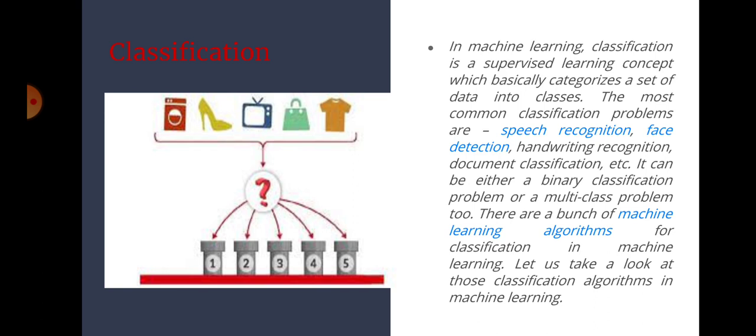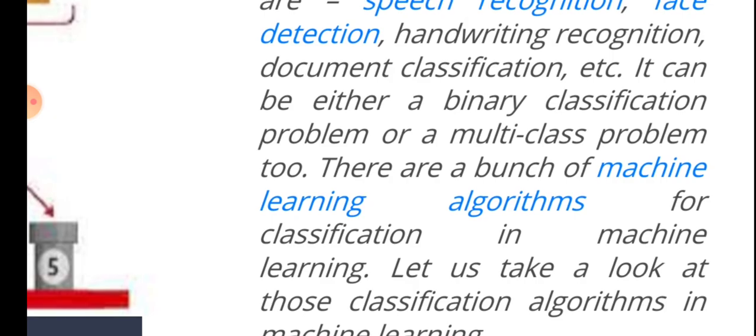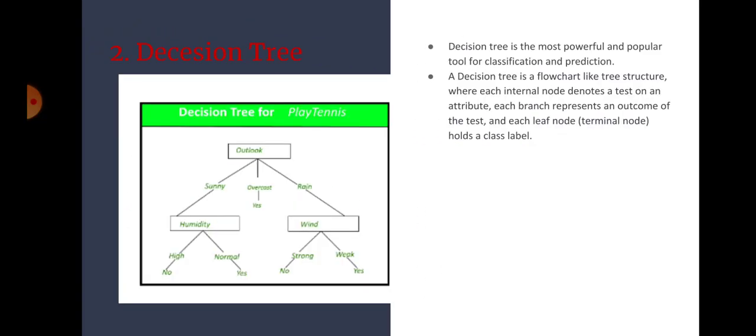See, this classification can be either a binary or a multi-class problem. There are a bunch of machine learning algorithms for classification. Binary classification means you have only two things to classify, either yes or no, right or wrong, zero or one, and so on. So let us take a look at the classification algorithms. Today we will be discussing only the decision tree. The other two I'll discuss in upcoming videos.